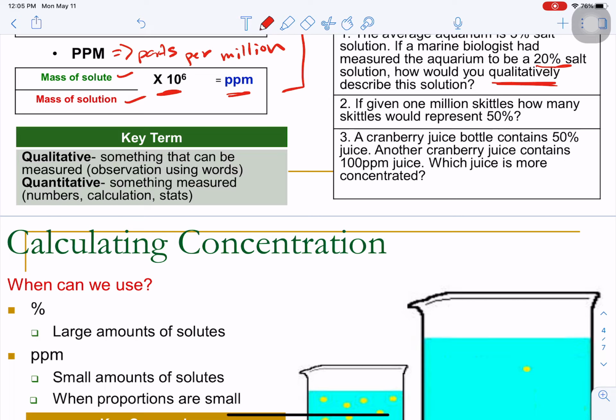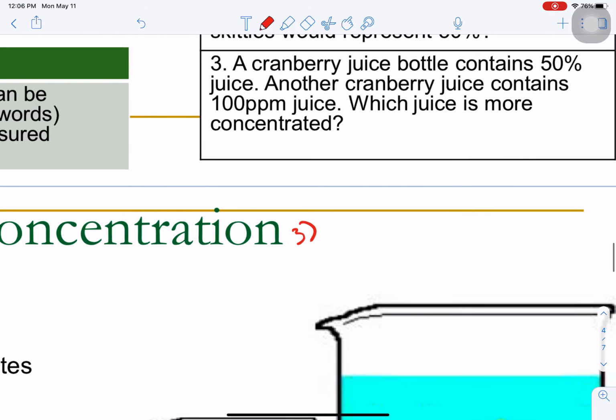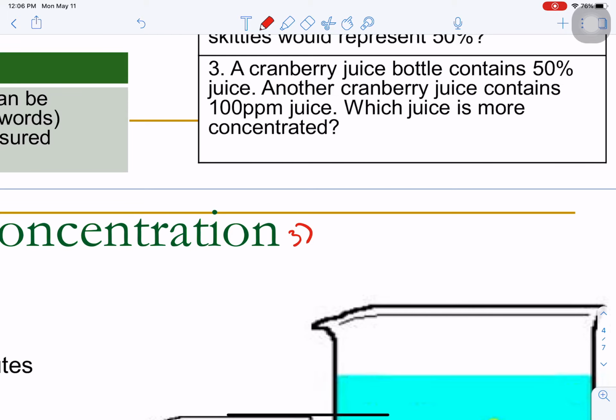Then it says a cranberry juice bottle contains 50% juice. Another cranberry juice contains 100 ppm juice. Which juice is more concentrated? Well, let's take a look. I can do number 3 here as well. Let's take a look at the 50% juice. 50% juice would just be 50 over 100. That's 0.5 multiplied by 100 is 50%.